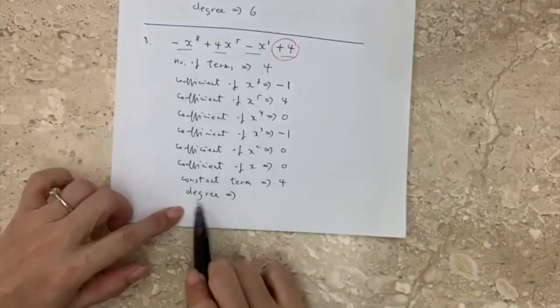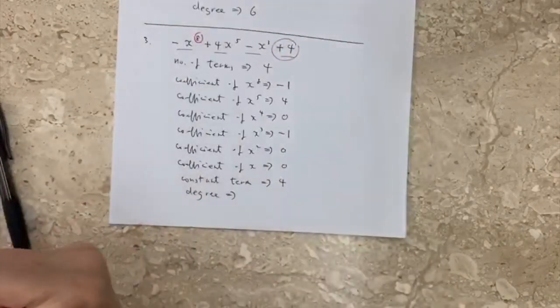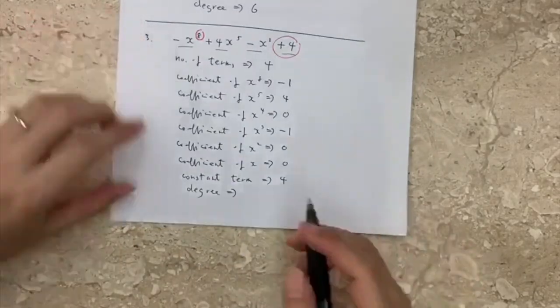And then what about the degree? The degree always means the highest one. So 8 is the highest one. So we say that this polynomial has the degree of 8.